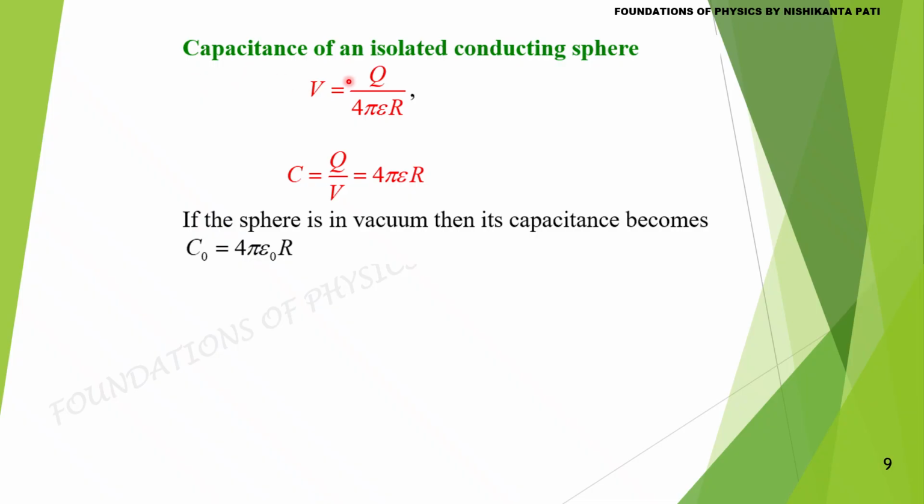The capacitance of an isolated conducting sphere: to find it, consider a conducting sphere of radius R placed in an infinite homogeneous dielectric of permittivity epsilon. Let Q be the charge on the conductor. Then the potential of the conductor is 1 by 4 pi epsilon, Q by R. So the capacitance of the conductor is C equal to Q by V, that is 4 pi epsilon into R. If the conductor is in vacuum, then the capacitance is 4 pi epsilon 0 into R.